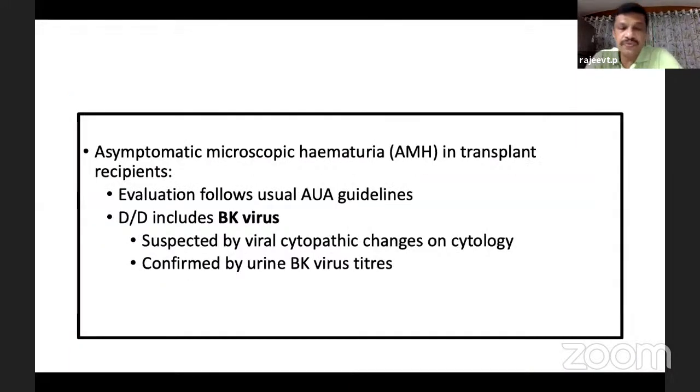Now, there are cases of asymptomatic microscopic hematuria in the recipients. In these cases, you should follow the usual AUA guidelines for evaluation. Most commonly, one should suspect a BK virus infection, which is suspected on viral cytopathic changes on cytology, and one can further confirm it by doing urine titers for BK virus.